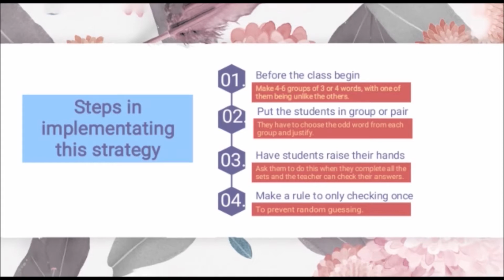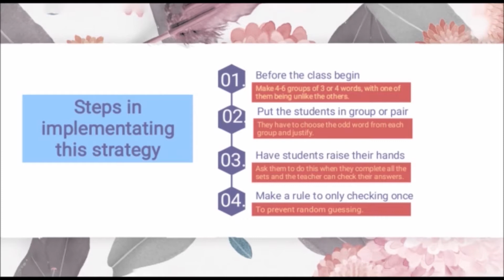For example, couch, wing chair, bench, and lampstand. Number 2, the teacher is going to put the students in groups or pairs. Then they have to choose the odd word from each group and justify the reason why.